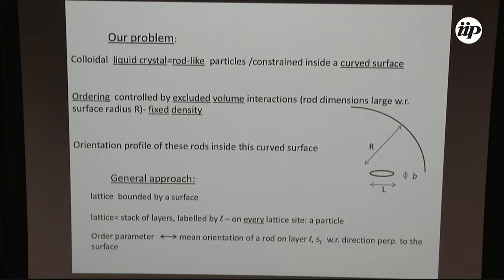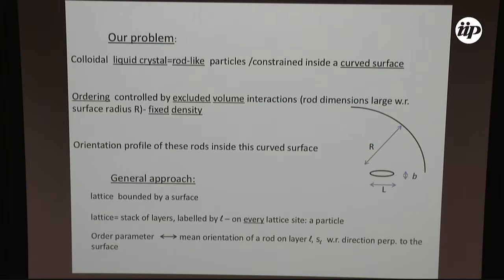And the order is controlled by excluded volume interaction. So what you have is just excluded volume, and you have a fixed density. For each problem, I have a certain number of rods inside that surface, and I'm looking for the orientation profile there.